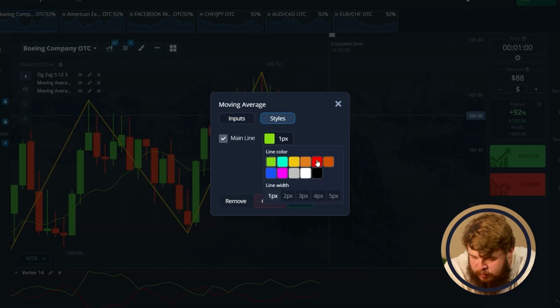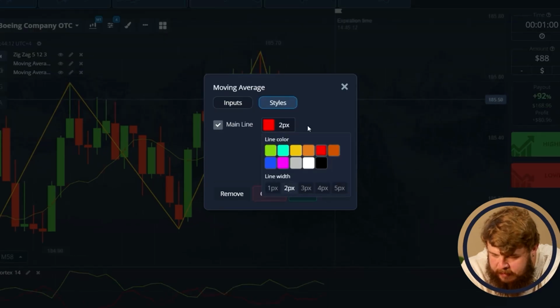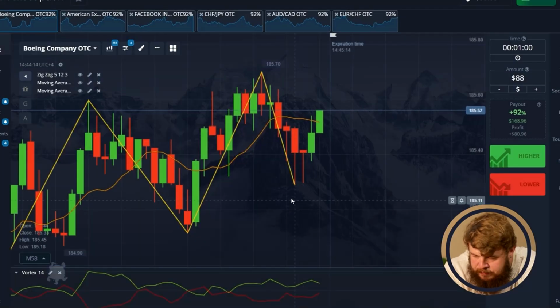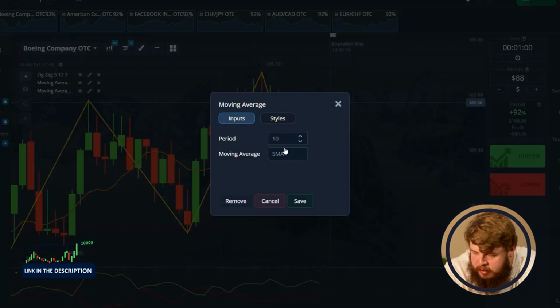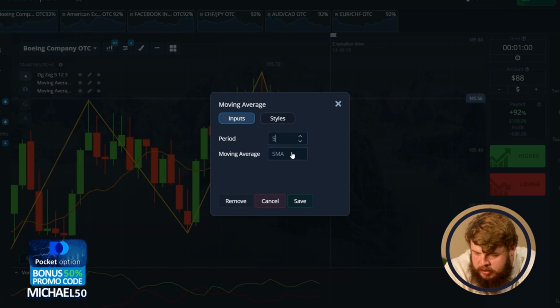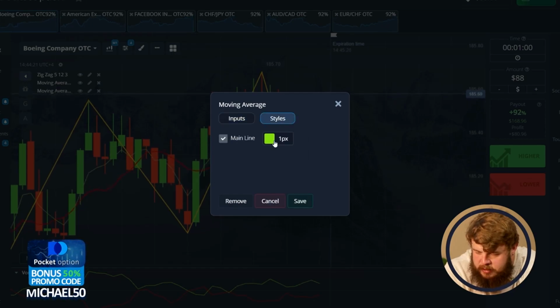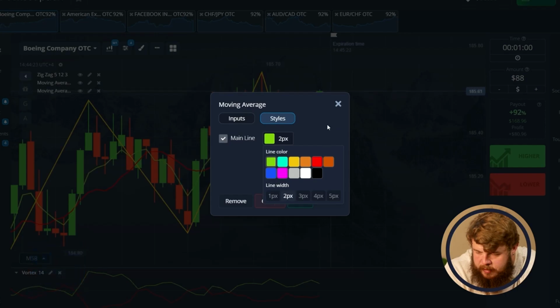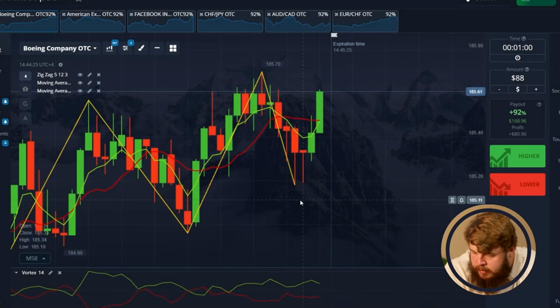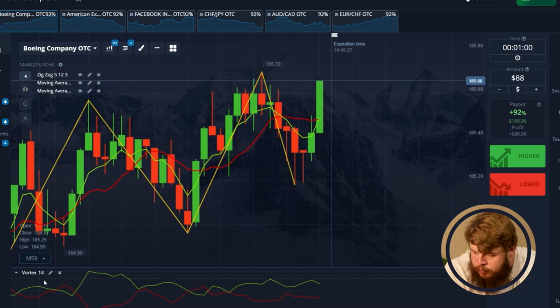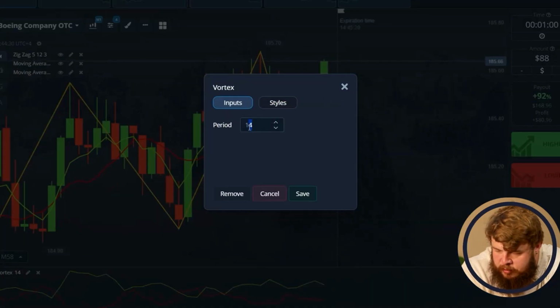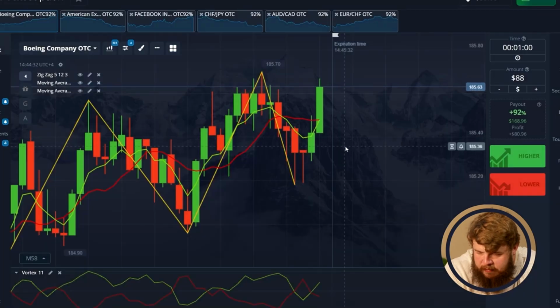Okay, so concerning the moving average, the first one will be red. Let's save it. Now let's proceed to the second moving average. Okay, so it's done. Concerning the vortex, let's change the period to 11 and let's save it. Okay, so we are ready to start.